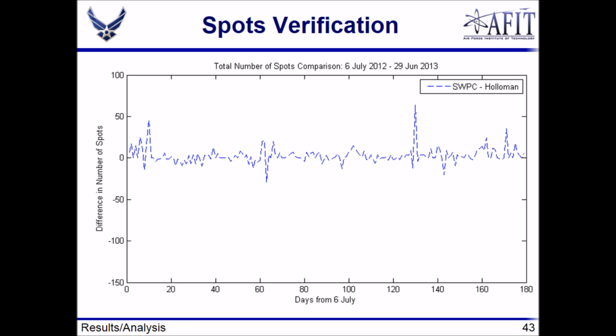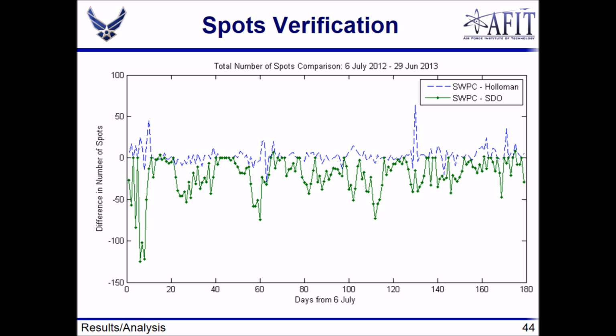So now that we have our method established, on the next slide, I want to first start out by comparing the number of spots that I've detected. So the plot here shows a difference between the number of spots that were reported by SWPC and Holloman. So I've subtracted the number of spots from SWPC and Holloman, and you can see that most of the results are pretty much around 0. The difference is around 0, which is kind of what we'd expect. There's some spikes, but most of it is around 0.